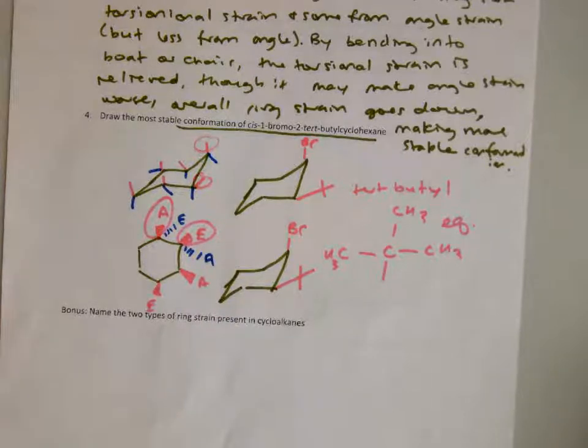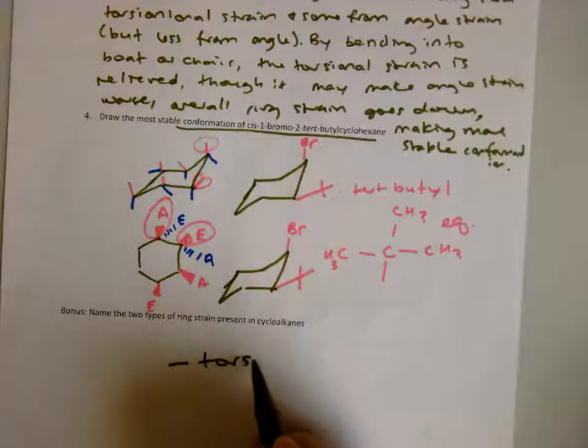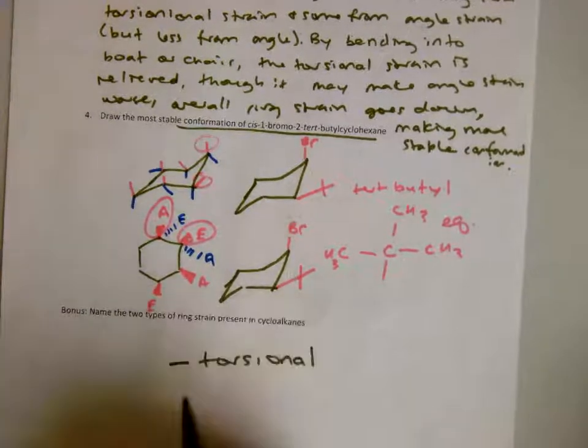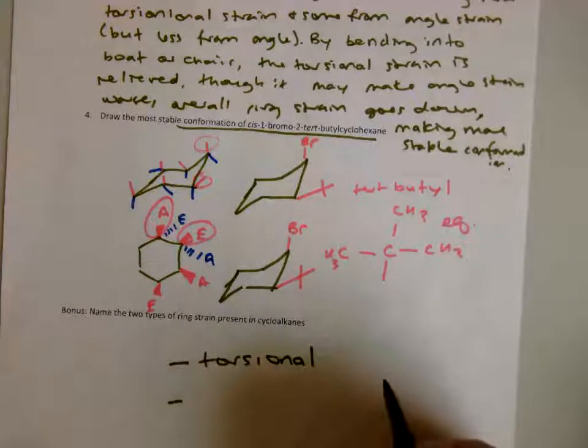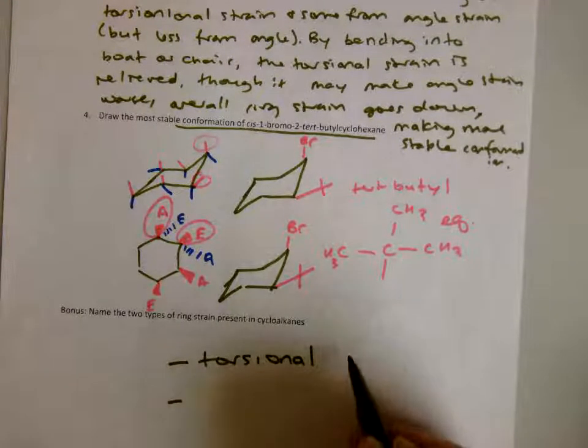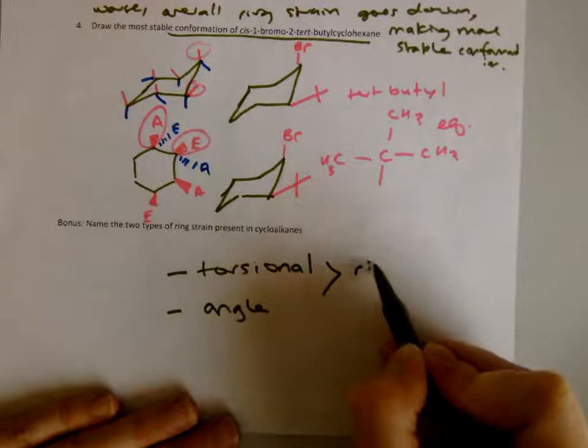Okay. And then the 2 types of ring strain present in cycloalkanes: torsional and angle strain. If I could tell you meant torsional, I just gave you credit. One person had it really off, and I thought, I think you meant torsional. It started with a T. I'll give you half points. Torsional and angle strain make up ring strain.